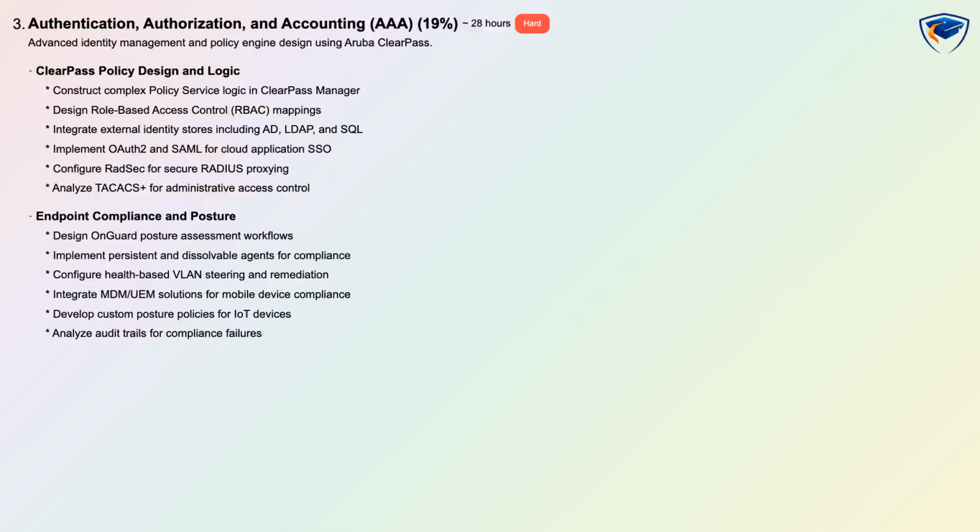The domain includes secure authentication technologies like OAuth2, SAML SSO, RadSec for RADIUS proxying, and TACACS+ for administrative controls. You will also build endpoint compliance and posture workflows with OnGuard, deploy persistent and dissolvable agents, and design remediation actions and health-based VLAN steering for IoT and mobile devices.